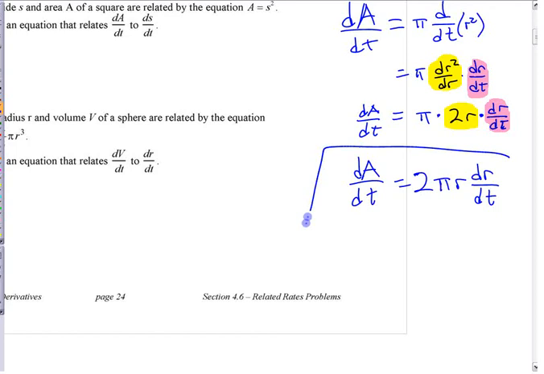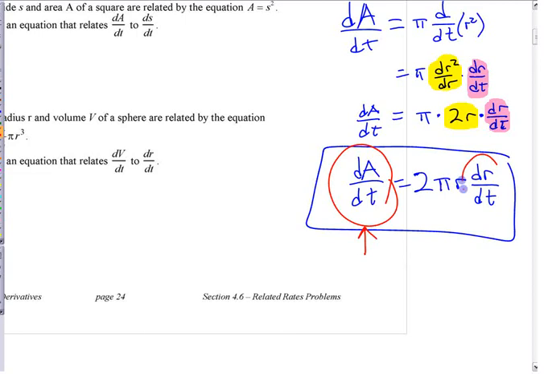This formula tells you how the two rates are related. This is saying to get the rate of change of area, take the rate of change of radius, if you know how fast the radius is changing, and times it by 2 pi r. Does that make sense?